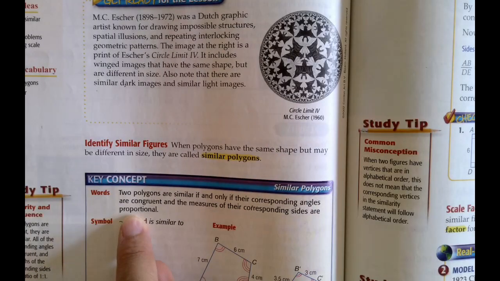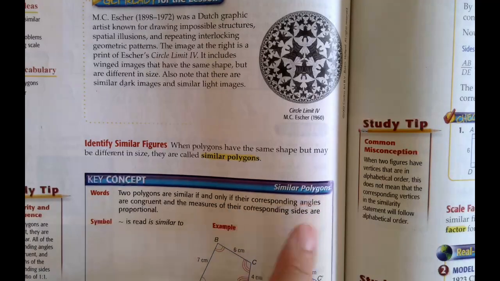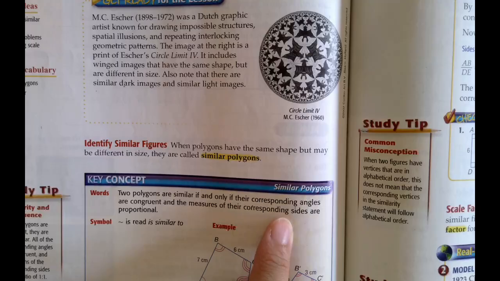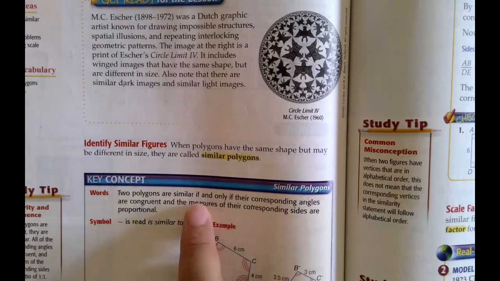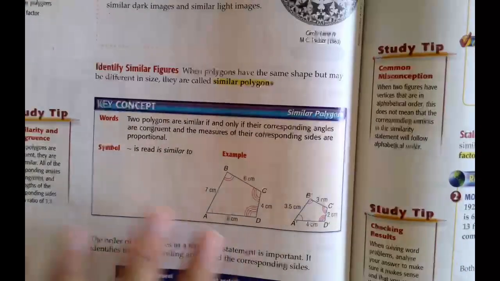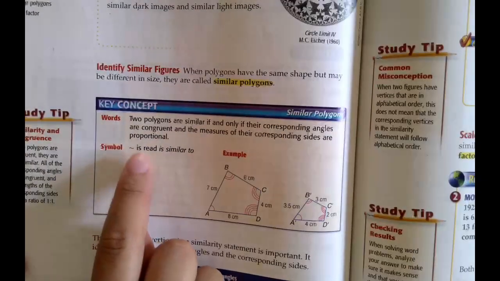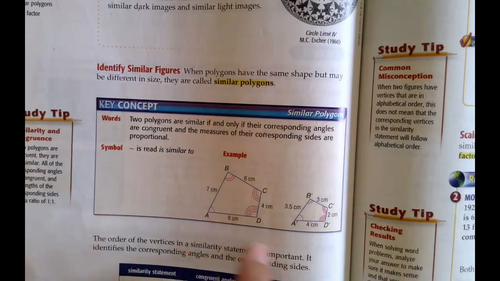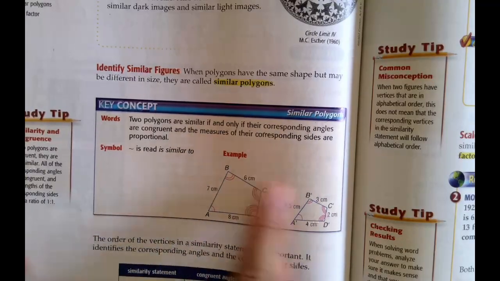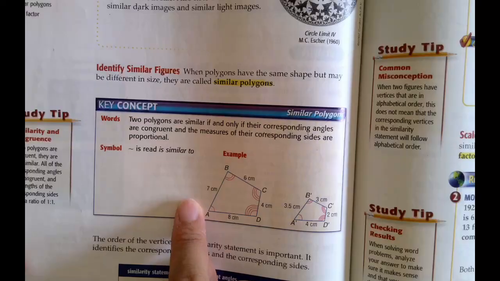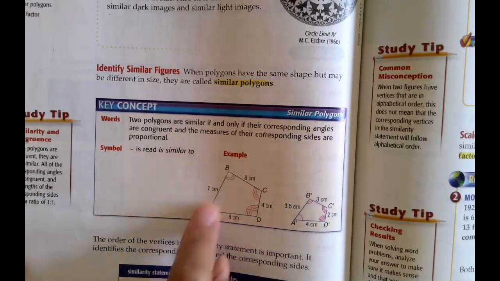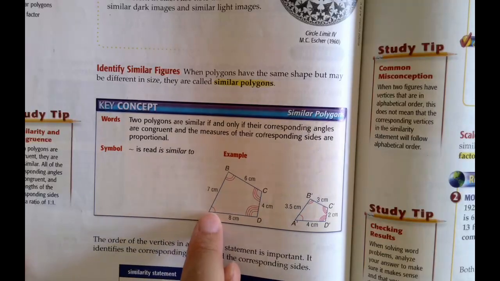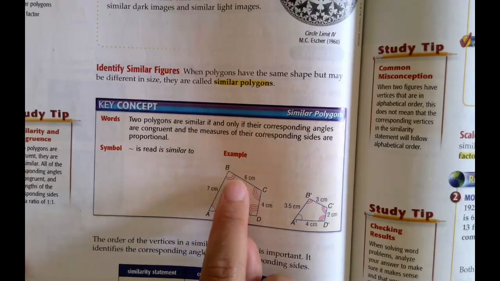The difference between similar polygons and congruent polygons is that for congruent polygons, both the angles and the sides are congruent, but for similar polygons, the angles have to be congruent, but the sides are proportional. This is the symbol that we use for similar. It's read as "similar to." And this is an example of similar polygons, because every side on this is half of the original. However, the angles are exactly the same. They're congruent.